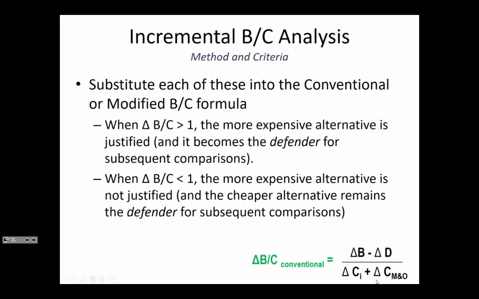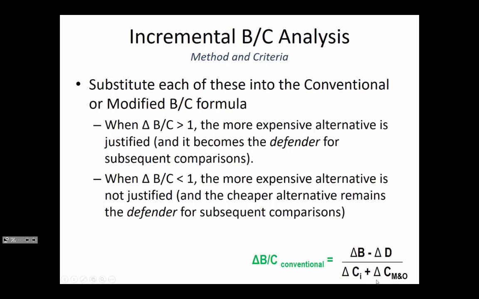The criteria is going to be, again, 1. That's going to be the dividing line. So you'll do, first of all, a B to C analysis for each one by itself. You compare each alternative just by B to C analysis. But you don't know which is the best project just by the initial B to C ratio itself.